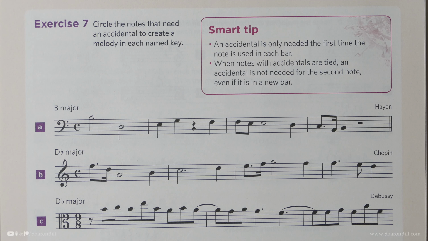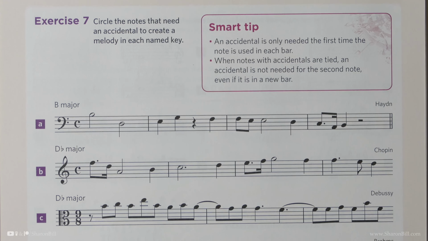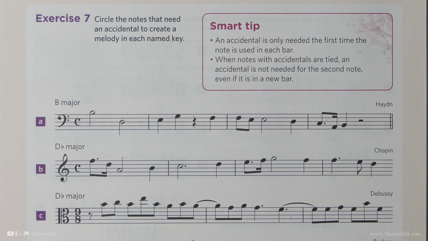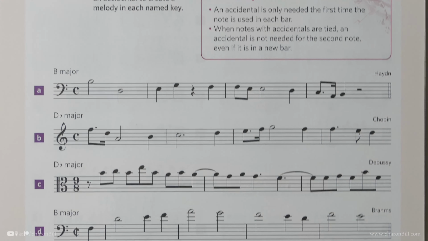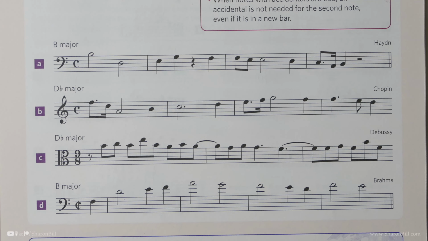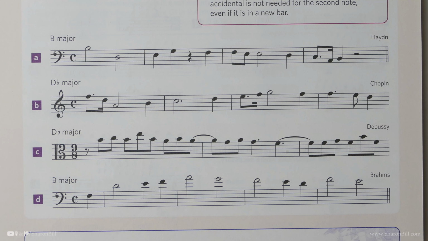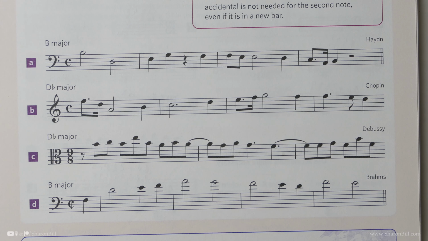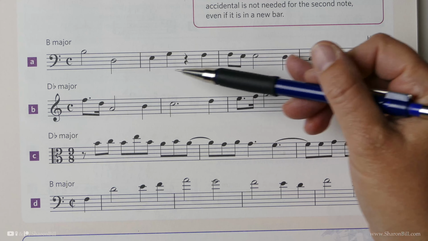Let's continue on to page 28 of the Grade 4 Discovering Music Theory workbook, looking at exercise 7, still continuing in the topic of keys and scales. And so we have some little extracts of music here, and we're asked to circle the notes that would need an accidental to create the melody in the correct key that's been named. And so what we're going to have to do is figure out what the key signature should be, and then wherever that key signature would be applied to one of these notes.